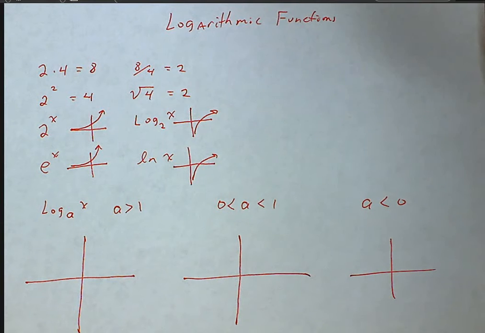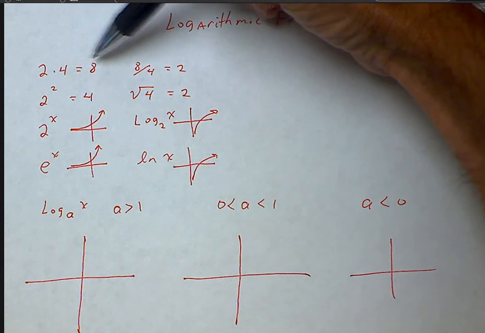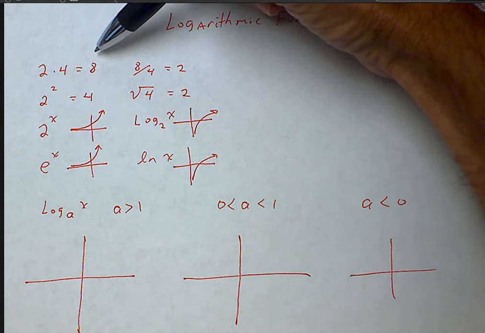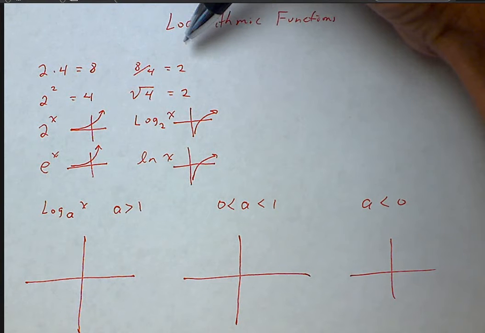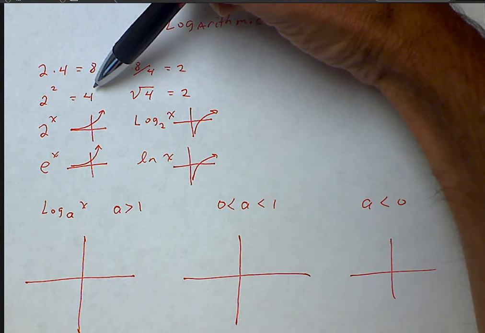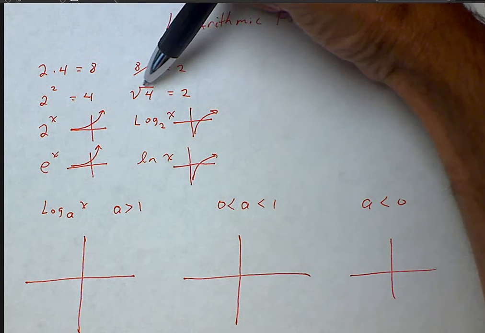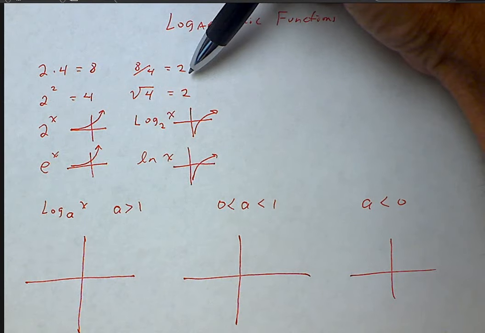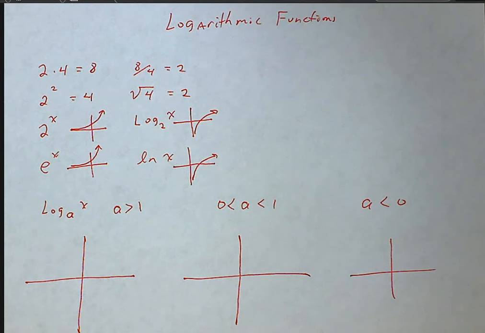Multiplication, 2 times 4 is 8. Well, the inverse, that's division. 8 divided by 4 gets you back to where we started from, 2. We've done powers. 2 squared is 4. Well, the square root of 4 is 2. Back to where you started from. Same thing with exponentials and logarithmics. They are inverses of each other.